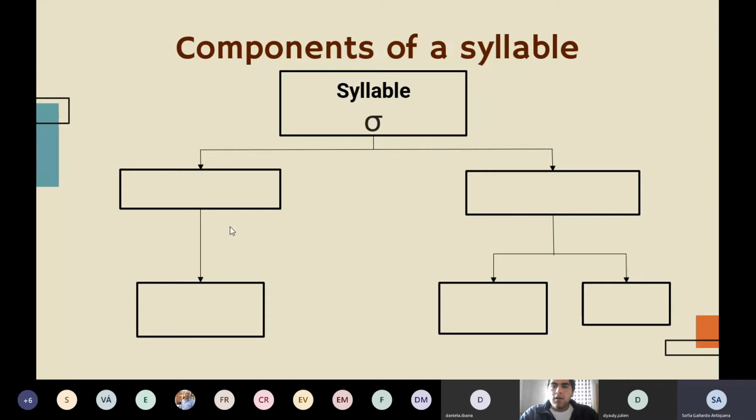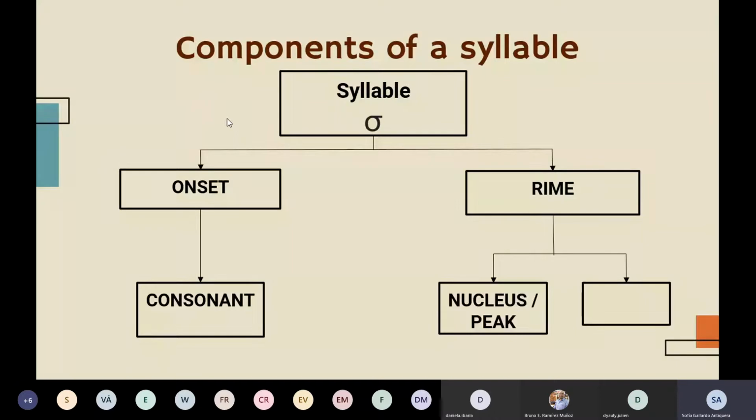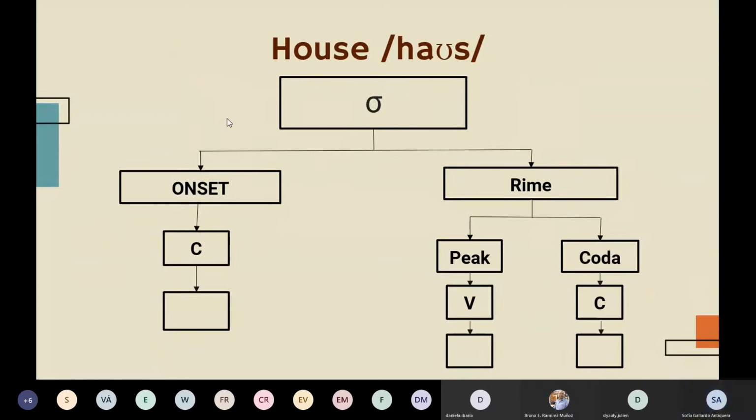A syllable, also referred to by this symbol that you can see in the slide, is composed of an onset, which is always a consonant, and then the rhyme. Within the rhyme, you can find the nucleus or peak, and we can find the coda as well. An example would be house. The onset in house, what do you think that would be?